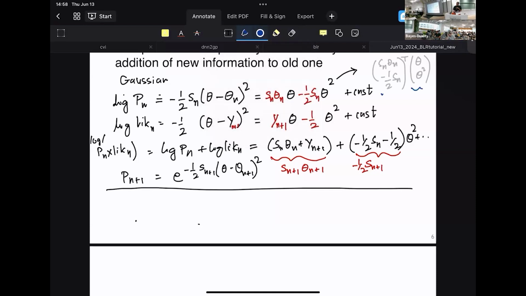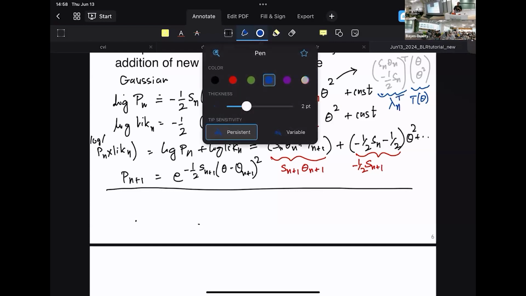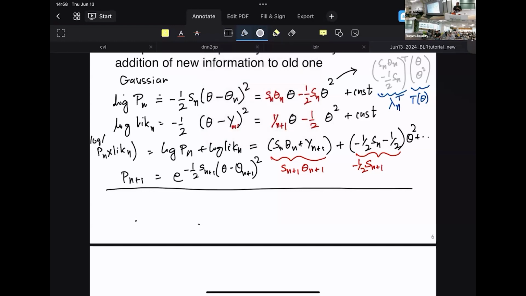So I'm going to call this the sufficient statistics T of theta, and I'm going to call this lambda n, a natural parameter, and I'm going to put a transpose here. Okay, so essentially what I'm saying, let me also do this for the other guy. For this guy, you could say y n plus 1 and minus half times theta squared, and I'm going to call this guy lambda tilde n.